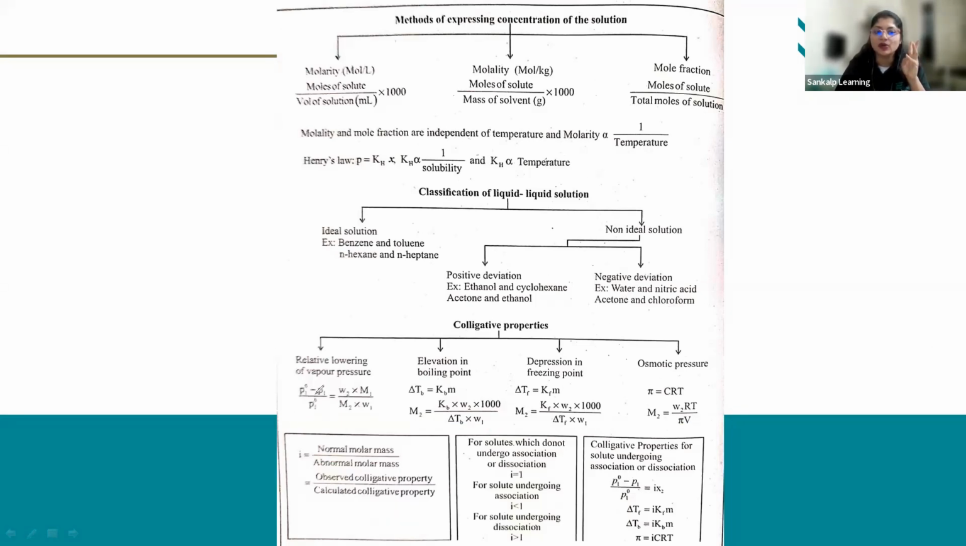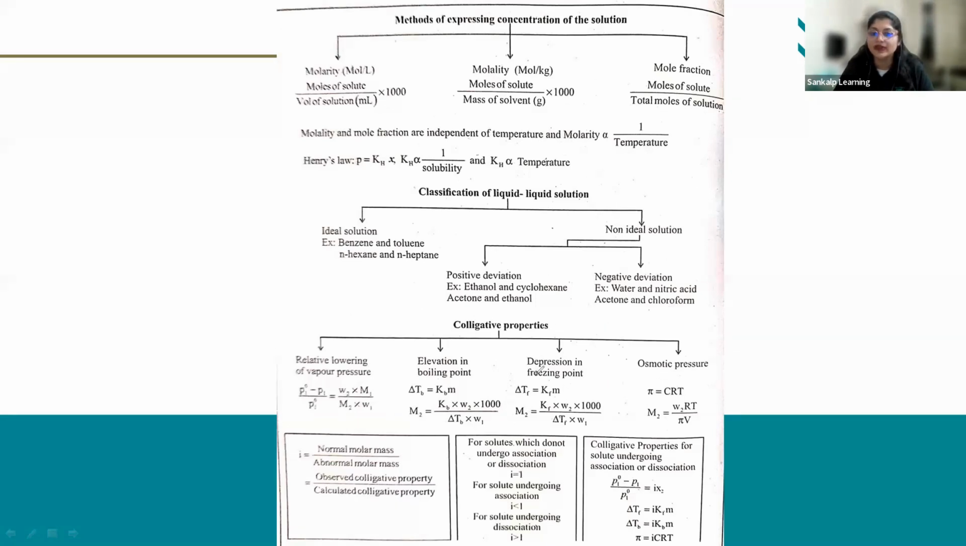So (P1 naught minus P1) upon P1 naught is equal to small w2 into M1 divided by M2 into W1. This is the formula for relative lowering of vapor pressure. Then elevation in boiling point: change in boiling point temperature is equal to Kb into m. So M2, the molar mass, is calculated as Kb into W2 into 1000 divided by delta Tb into W1.